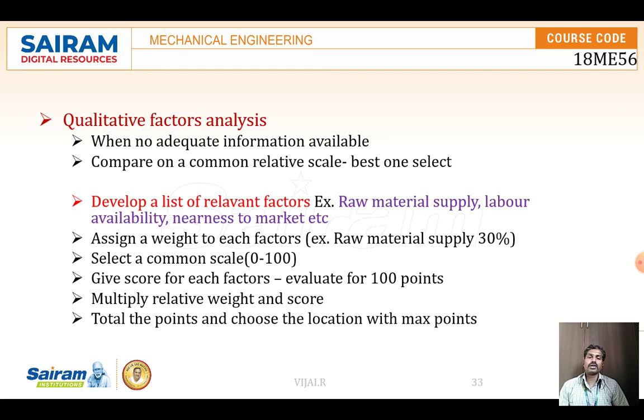We are going to give some weightage, for example raw material 30 percent weightage and others 20 percent weightage, and we are calculating out of 100 points. After completion of this, whichever location scores more, we can find the location according to the maximum points. So this is the second type of analysis.